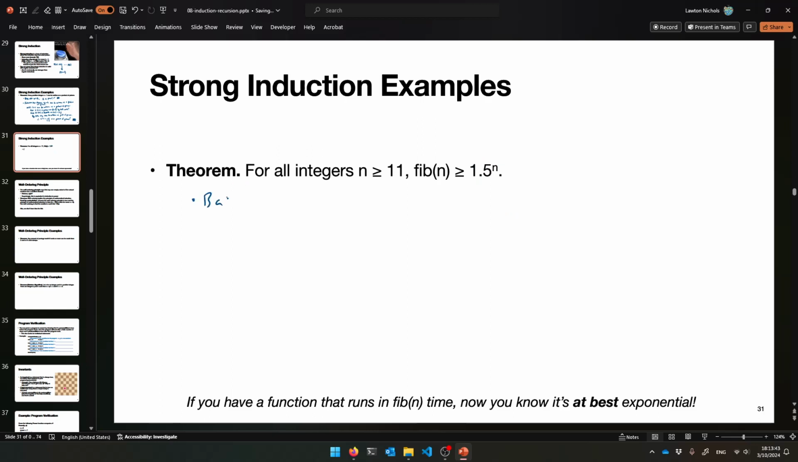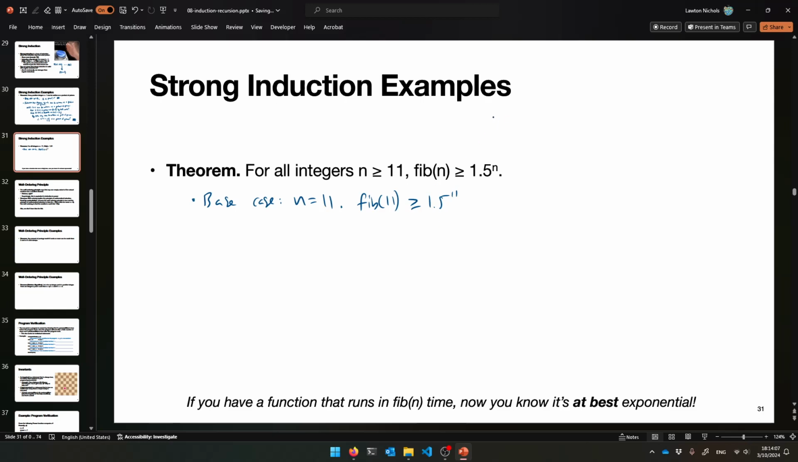So base case. Again, I want to do my normal base case. I want to prove my smallest thing. So the smallest thing that this applies to is the number 11. You see that? So base case n is equal to 11. I have to figure out the 11th Fibonacci number, right? What do I need to show? I need to show that fib of 11 is greater than or equal to 1.5 to the 11.